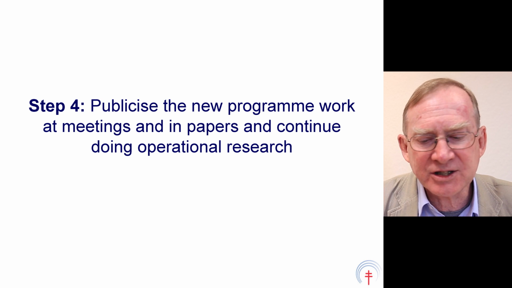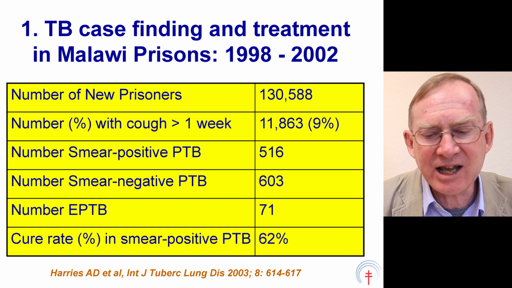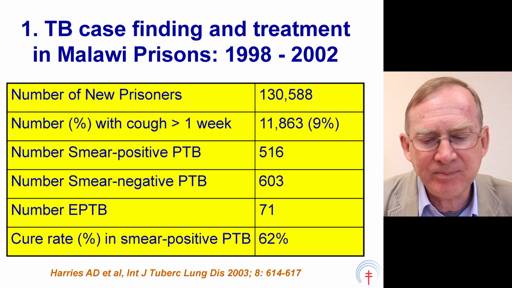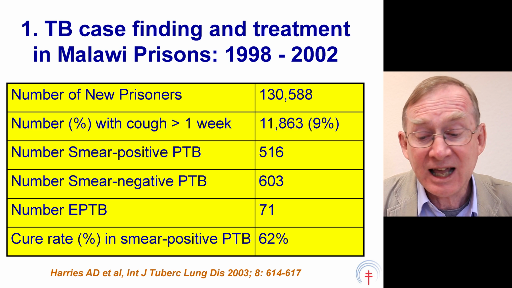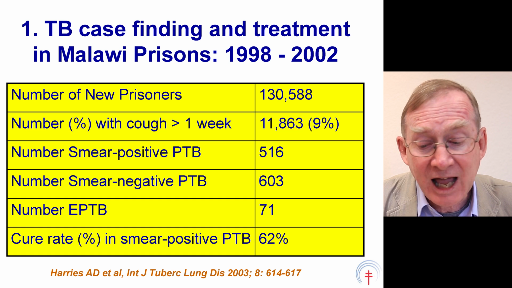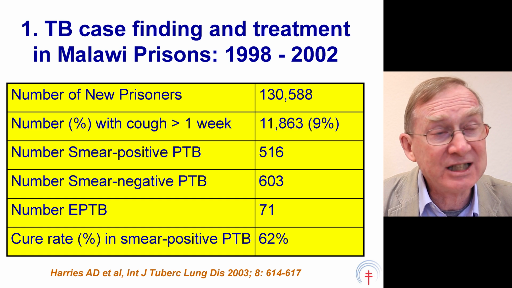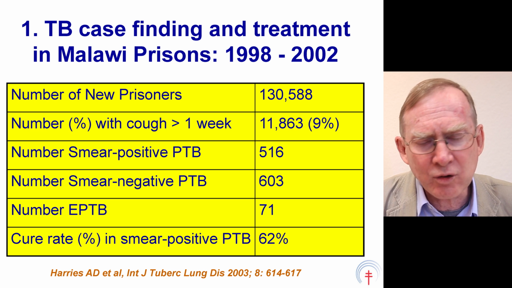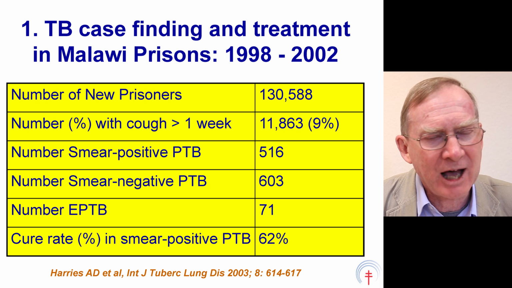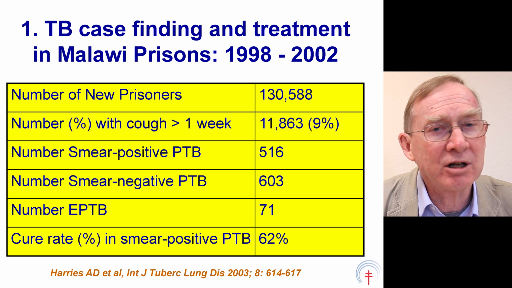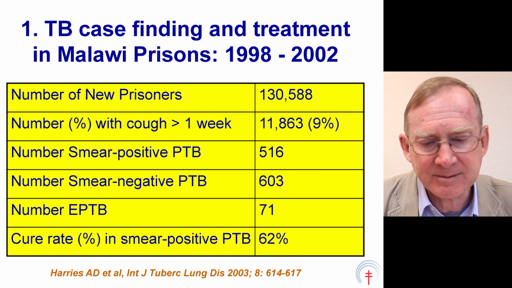So following our Lancet publication, we had a publication looking at 5 years of prison TB control in the country. You can see 130,000 prisoners admitted to the prisons, 11,000 plus having a cough more than 1 week, a number having smear-positive pulmonary TB, smear-negative pulmonary TB, and extrapulmonary TB, and a cure rate that we weren't very happy about of 62%. And this was written up in the International Journal of Tuberculosis and Lung Disease.